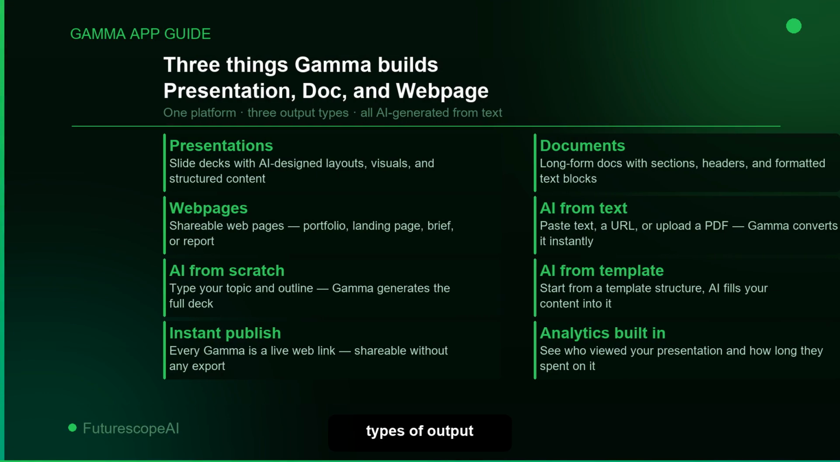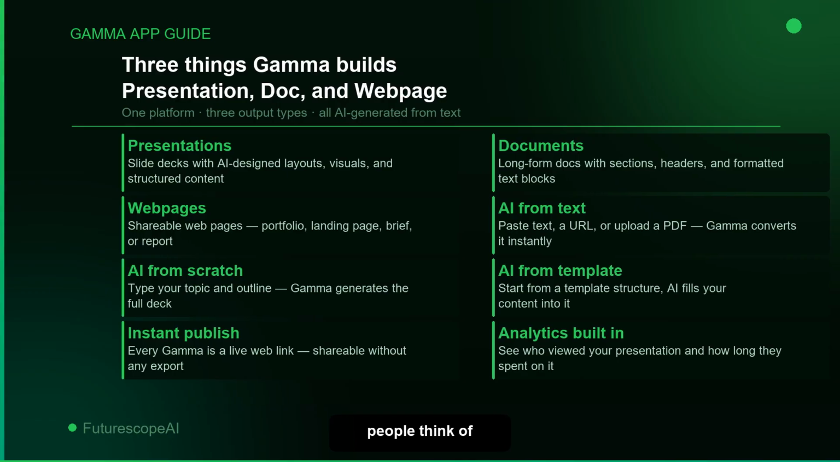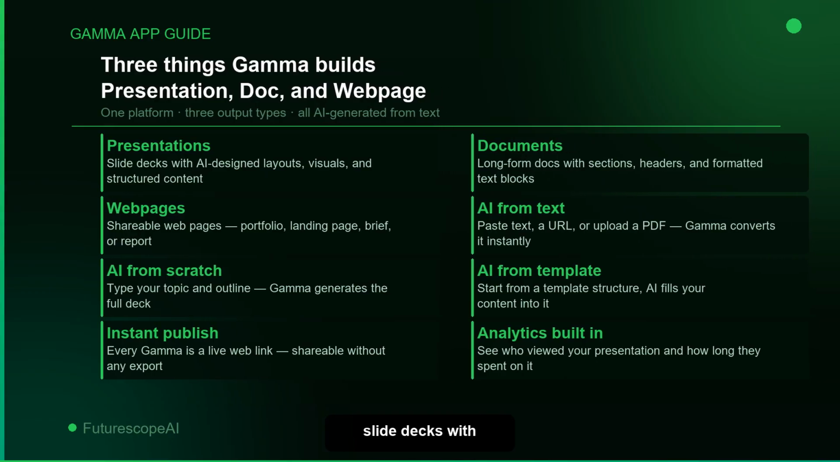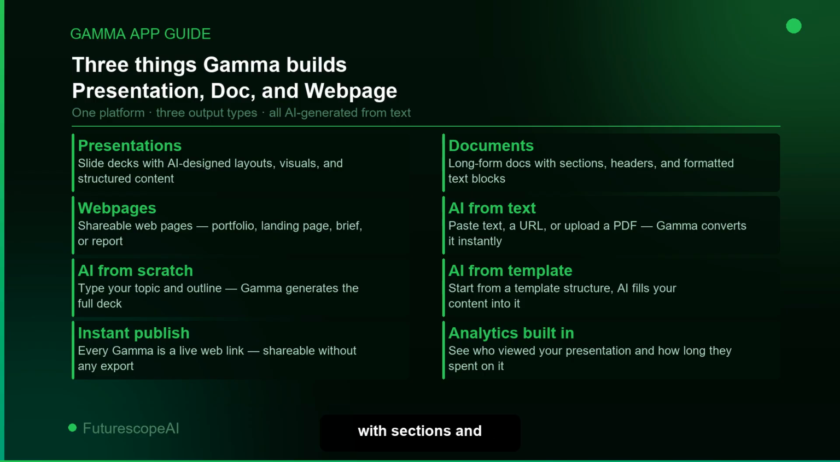Gamma produces three types of output: presentations, documents, and web pages. Presentations are what most people think of first: AI-generated slide decks with designed layouts and structured content. Documents are long-form content with sections and formatted text, more like a report or brief than a slide deck. Web pages are shareable web pages you can use for a portfolio, a landing page, a proposal, or a project brief, all generated from a text prompt with no web design skills.